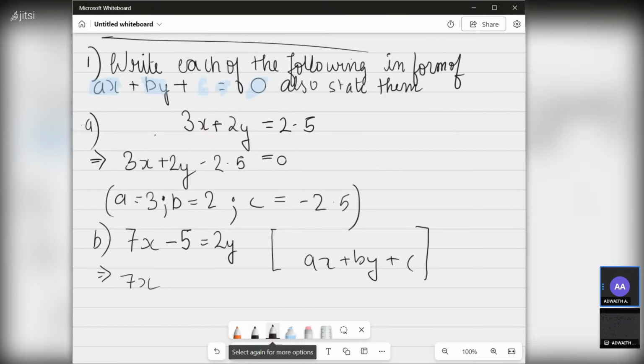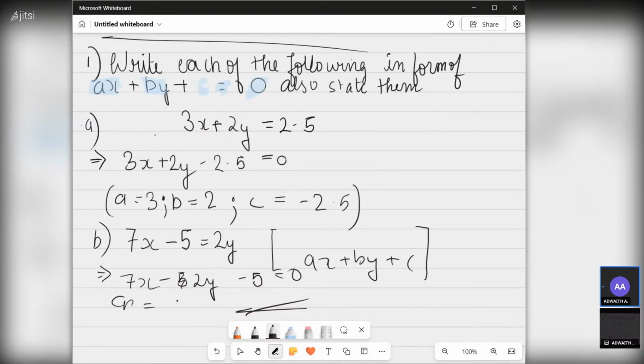So what we do is, when we transpose, 7x minus 5 equal to 2y. So 7x minus 2y, then minus 2y minus 5 equal to 0. Finished.